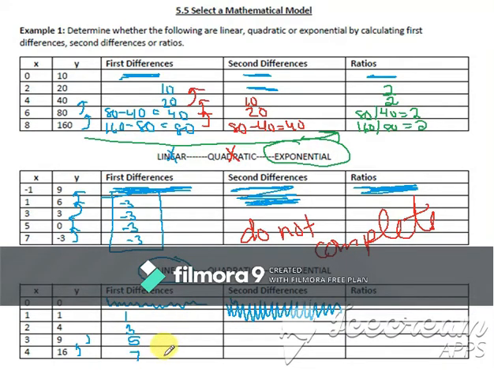Let's go to the second differences. 7 minus 5, 5 minus 3, and 3 minus 1. All of those equal 2. Okay, so we can stop here. We don't have to do the ratios, and we can say that this is quadratic.